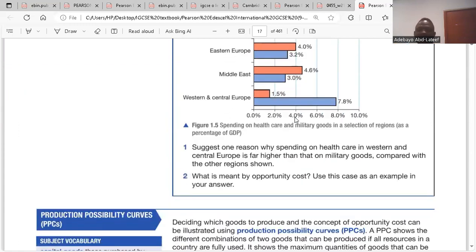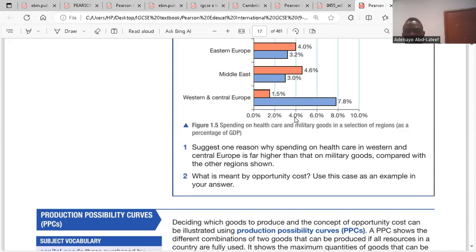The first question says, suggest one reason why spending on healthcare in Western and Central Europe is far higher than on military goods compared with other regions. Regions like Africa, Eastern Europe and the Middle East spend more on military goods than on healthcare, which is a merit good. Here the reason is that maybe in Western and Central Europe there's less social unrest, like war or terrorism. So that's why they don't spend much on military goods. They don't have any reason to, because there's no war or social unrest, unlike other regions. Is it clear?